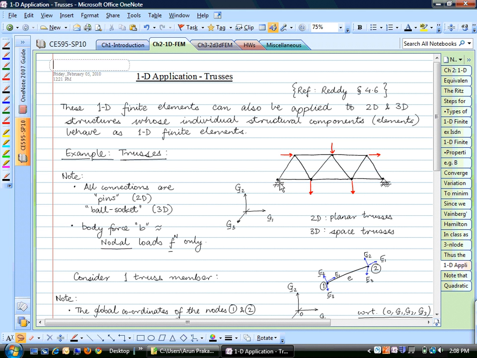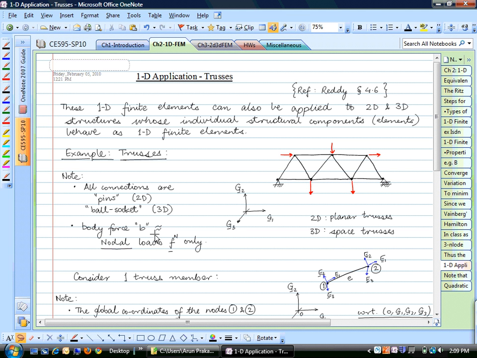If you look at any of these members, let's say for now we will restrict ourselves to small deformation. So what we are assuming is that each of the truss members is just going to be either under tension or compression. So it's a one-dimensional behavior of each of those truss elements. In two dimensions, we know that all these connections are pins, so there's no moment transfer across these joints between the members. And in 3D, we have a ball and socket joint for a space truss.